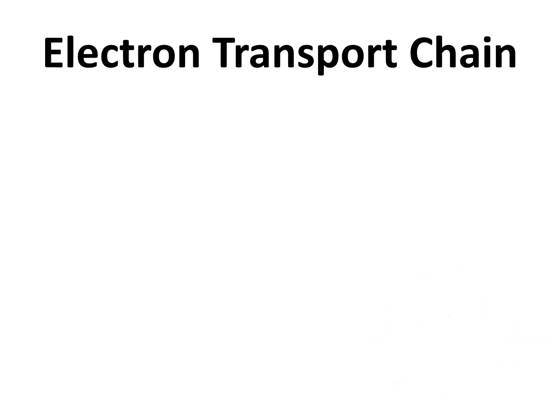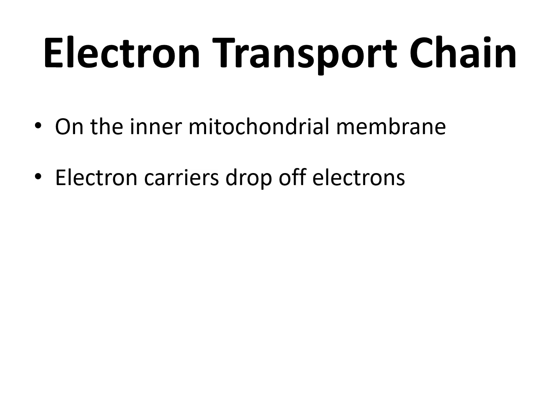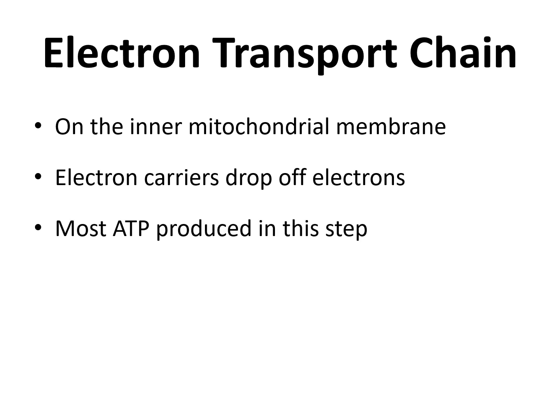The last stage of cellular respiration involves the electron transport chain, and this is a structure that is found on the inner mitochondrial membrane. And this is where those electron carriers that have been generated during glycolysis, the prep reaction, and the citric acid cycle drop off their electrons, and this is going to generate most of the ATP that is produced in cellular respiration.